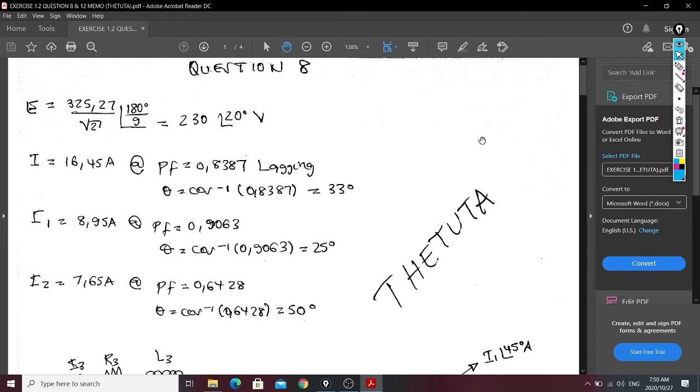Welcome back to Electrical Engineering 2. Again, we're still on our problem solving, and now we're going to have a look at exercise 1.2, exercise 8, and exercise 12. We just want to grasp the concept of the two. So this is going to be our last problem solving under exercise 1.2.